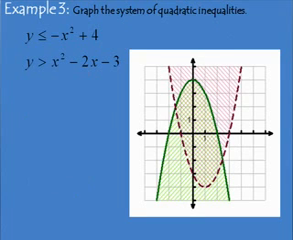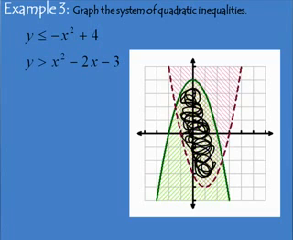And this is the system of inequalities graphed. You can see that the pink and green shading overlaps in this region. And so this region would contain the solutions to my quadratic system of inequalities. Okay, so there's your system. All right, so that's example 3.